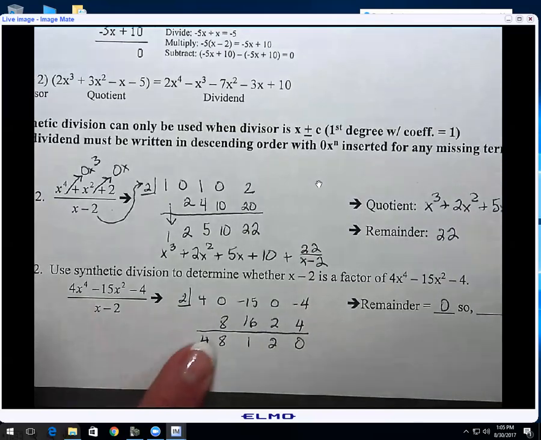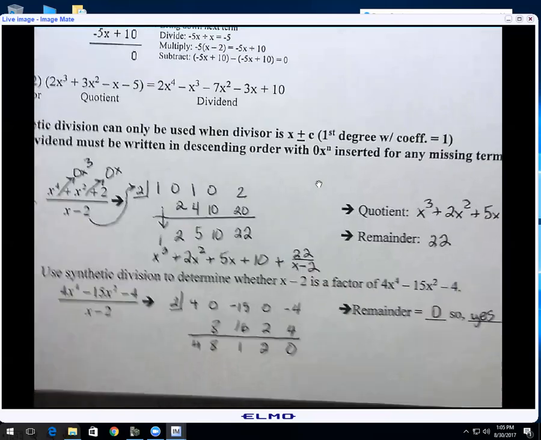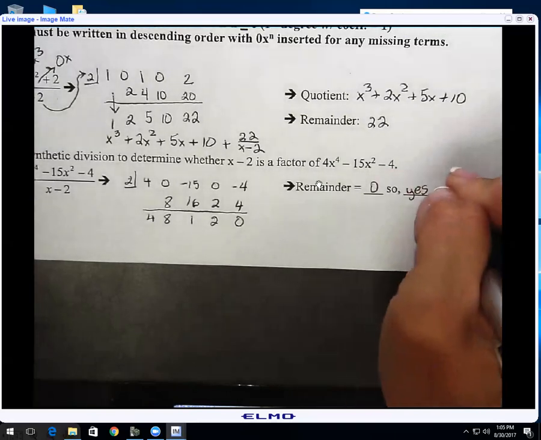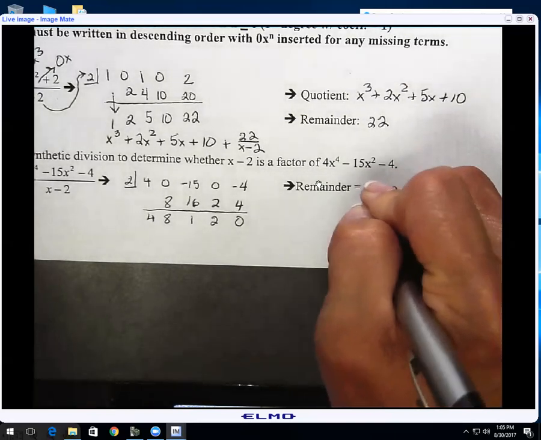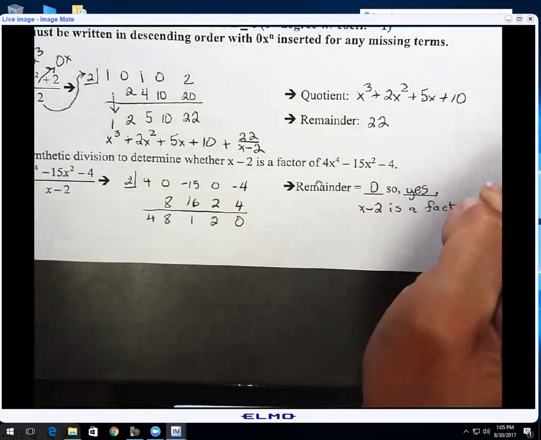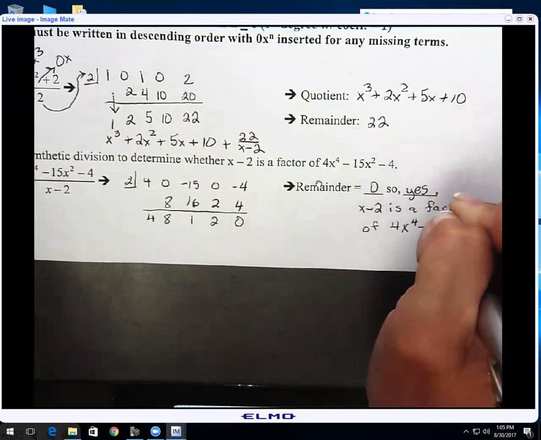So the answer to the only question my Labs Plus is going to ask you on this one is yes. When you say yes, make sure you know what you're saying yes to. Yes, x minus 2 is a factor of, not that a big ugly guy.